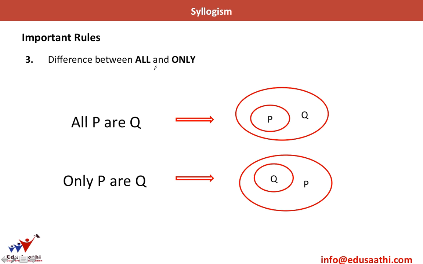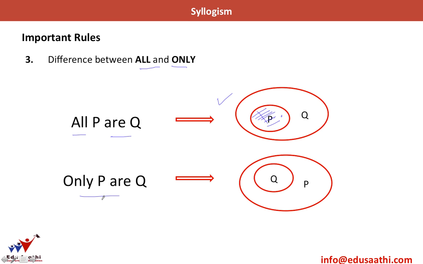The difference between all and only. If there's a statement like all P are Q, it means that everything in P is Q. So as you see here, Q is the outer circle and P is the inner circle. If I make a point here in P, it is also a point in Q, and this holds true for any point in P. So this is the diagram for all P are Q.